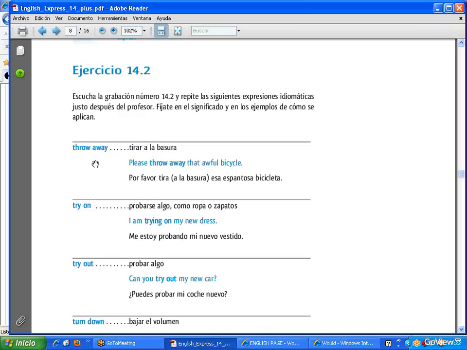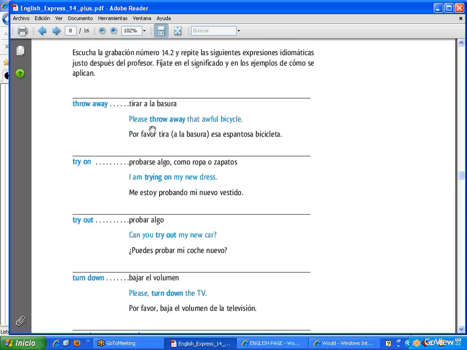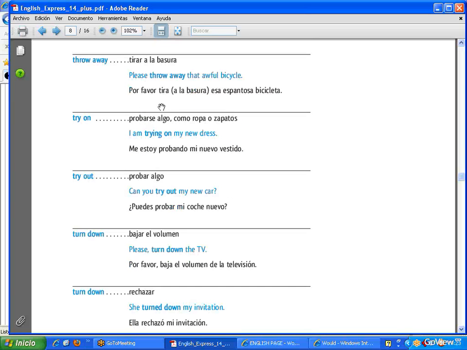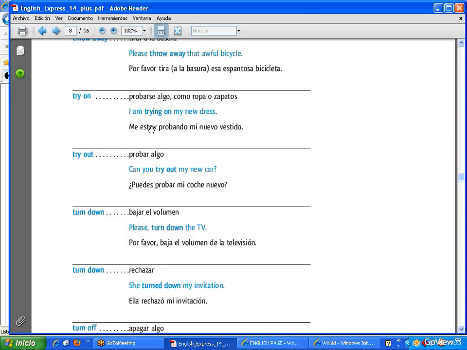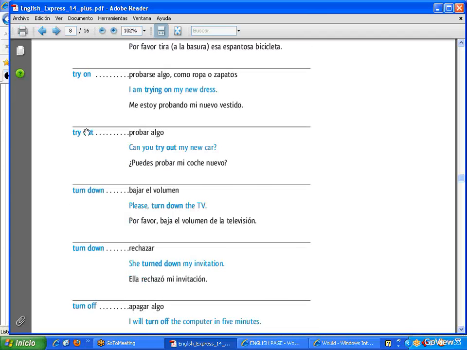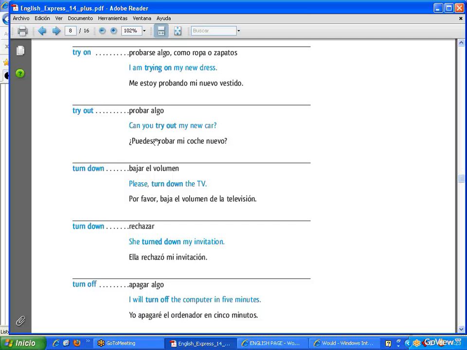So the first one is throw away. We hear the example, please throw away that awful bicycle. Por favor, tira esa espantosa bicicleta. Or try on. I am trying on my new dress. Bueno, yo no, pero. Okay, try out. Can you try out my new car? Turn down. These are important.